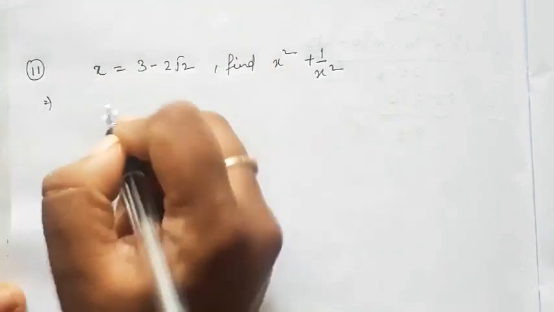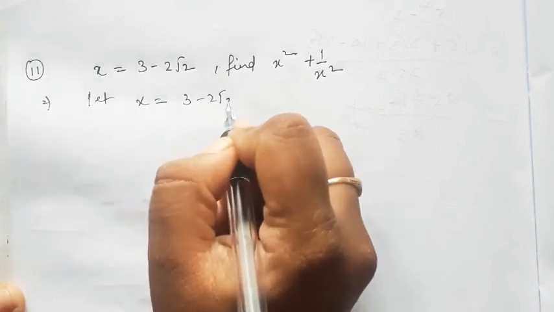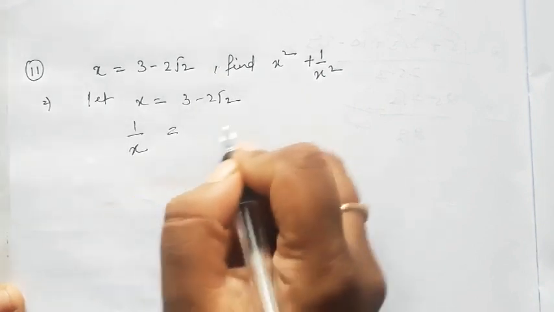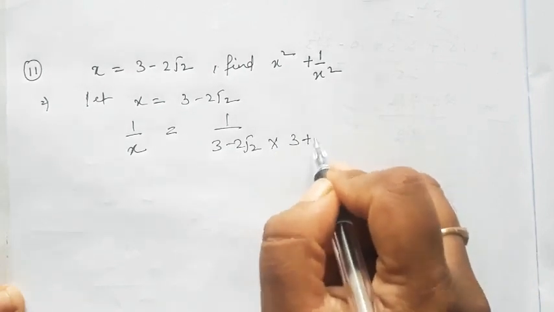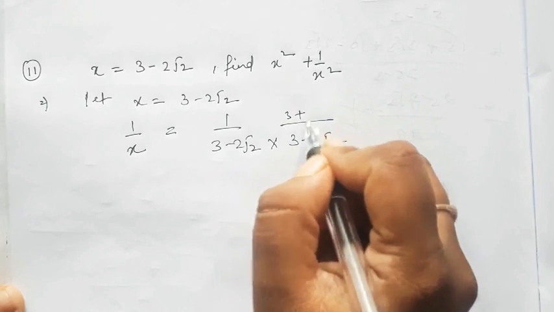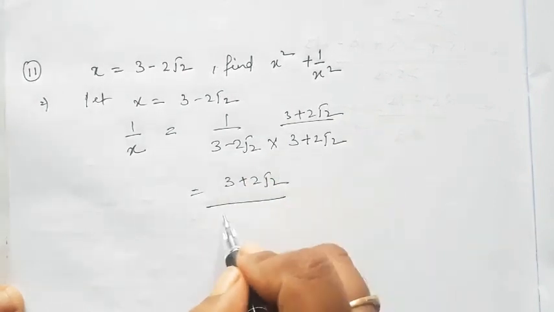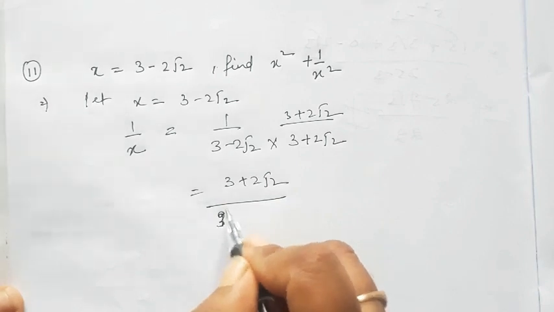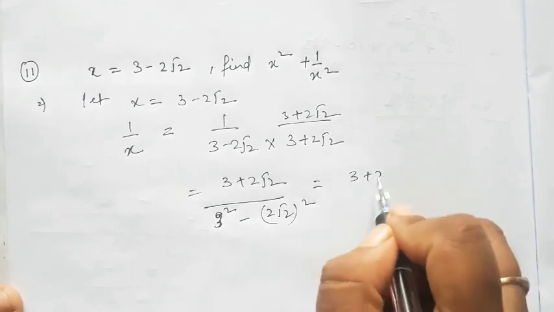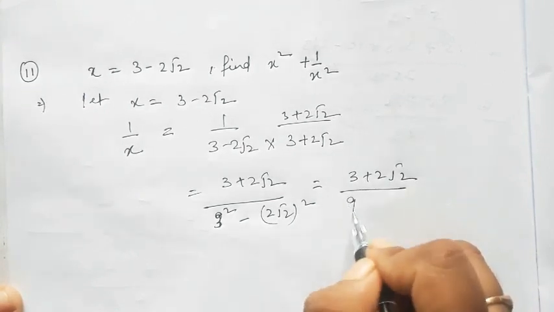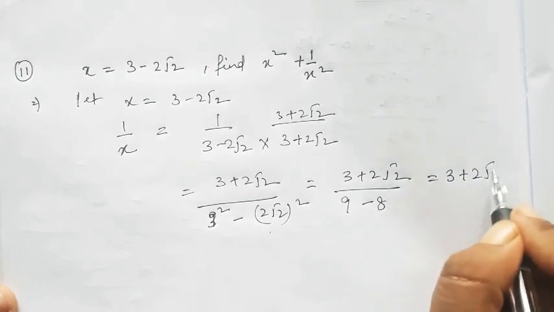See, what you need to do is let x equal 3 minus 2 root 2. Need to find 1 over x, that is 1 upon 3 minus 2 root 2. Multiply it with the rationalizing factor, that is 3 plus 2 root 2. 3 square is 9, minus (2 root 2) whole square, which is 8. So we are left with 3 plus 2 root 2.